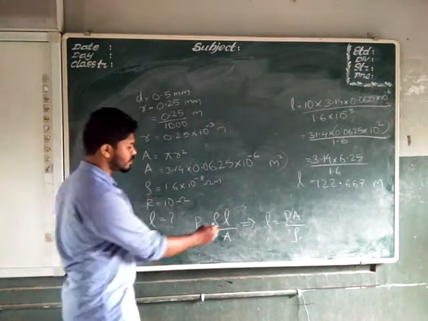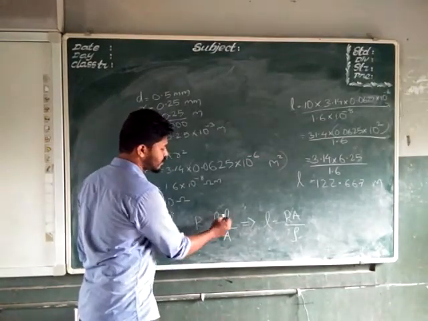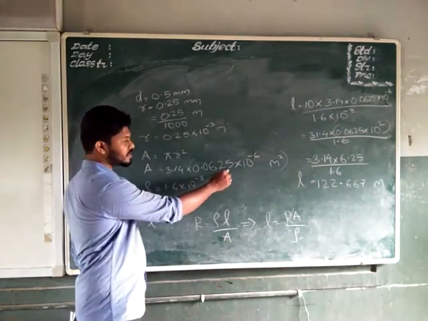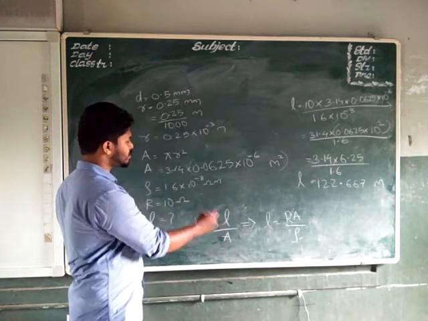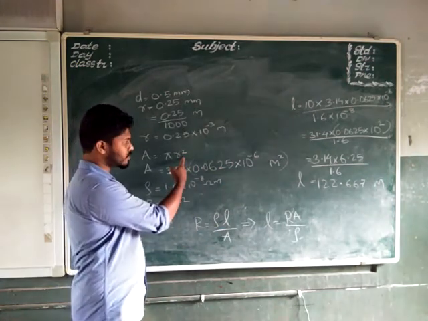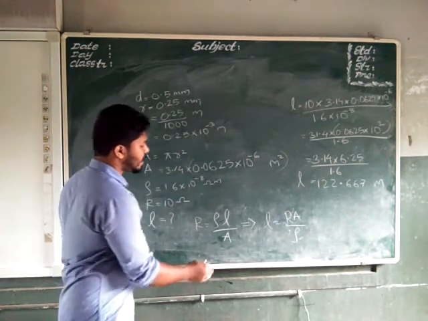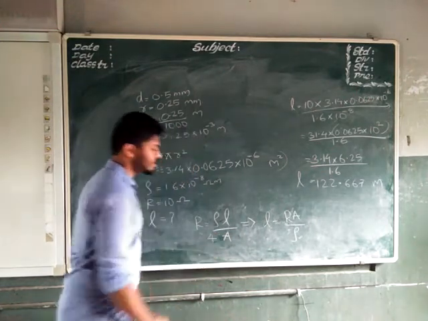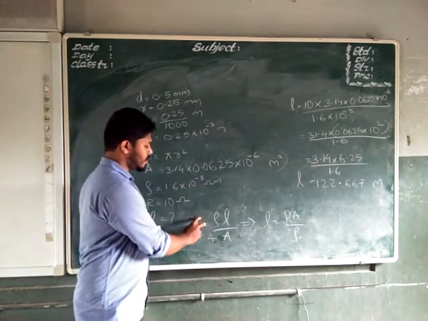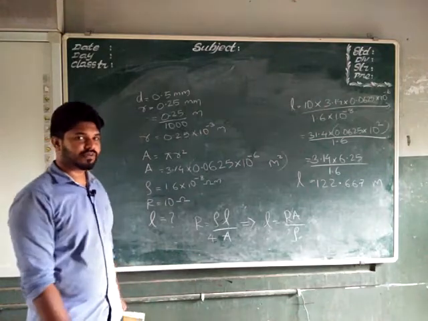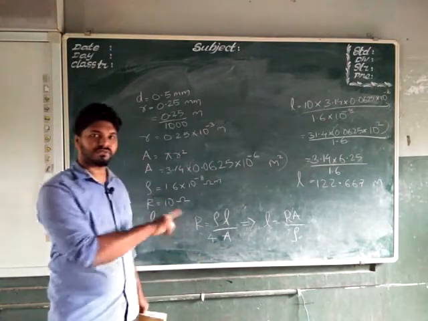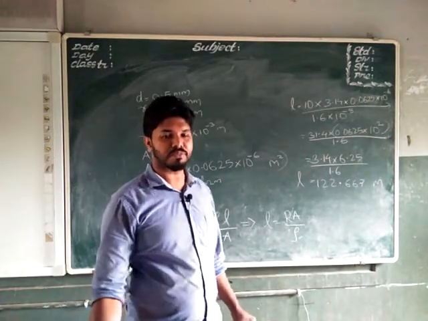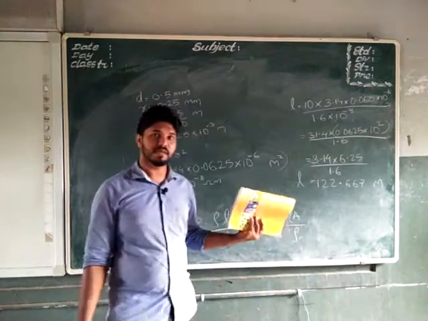See the equation of R: R equals rho L by A. If the radius is doubled, that means we are taking the radius squared. So doubling and squaring makes it 4. So actually what happens is the later resistance will be 1/4 times the former resistance. So the resistance is changed into 1/4 times. That happens when we double the diameter.